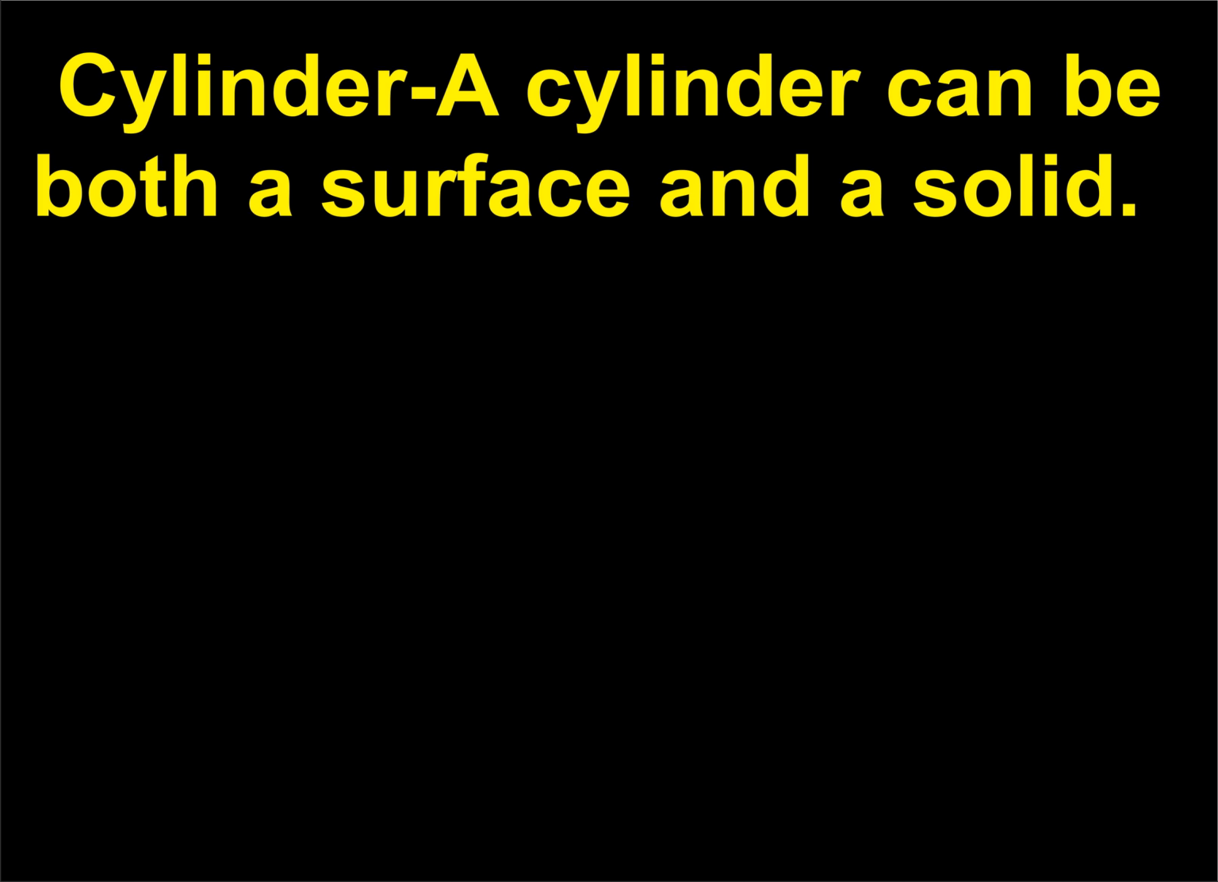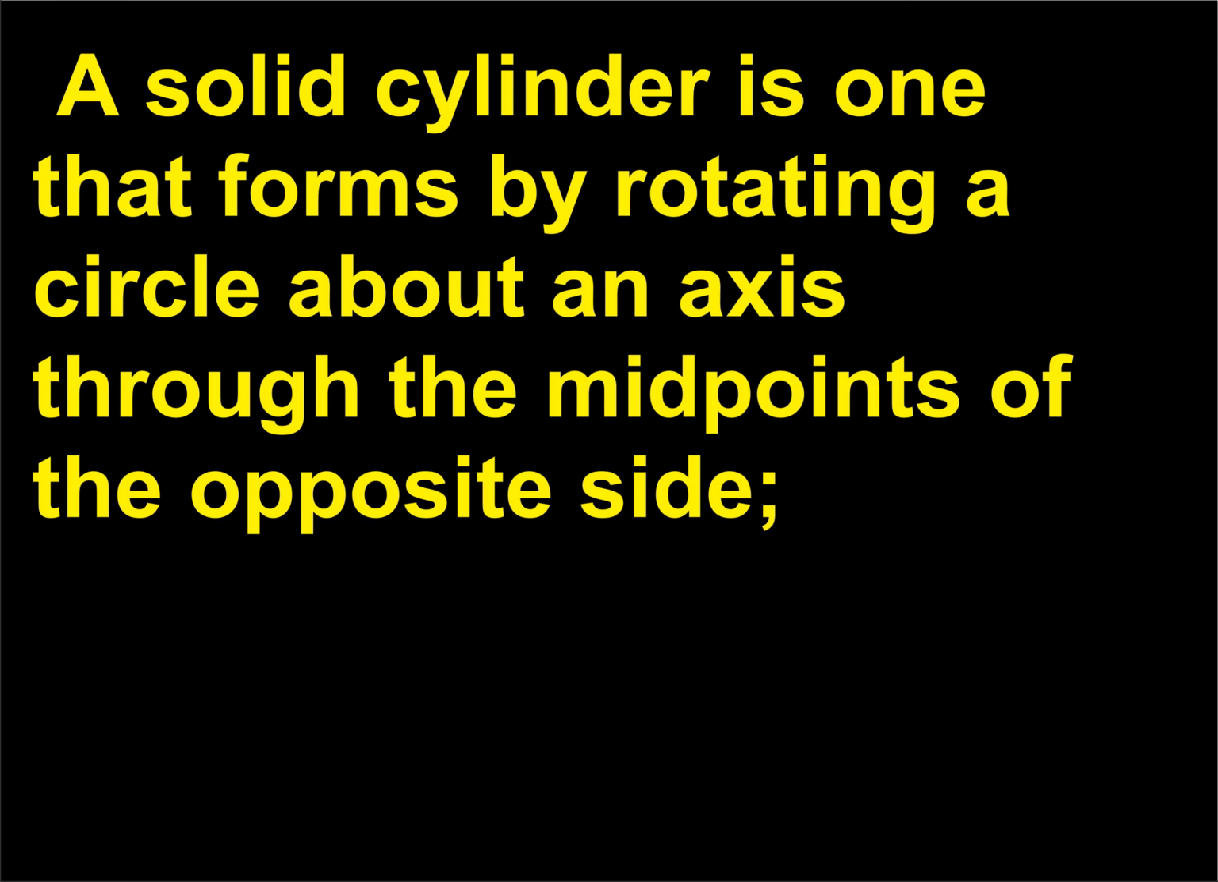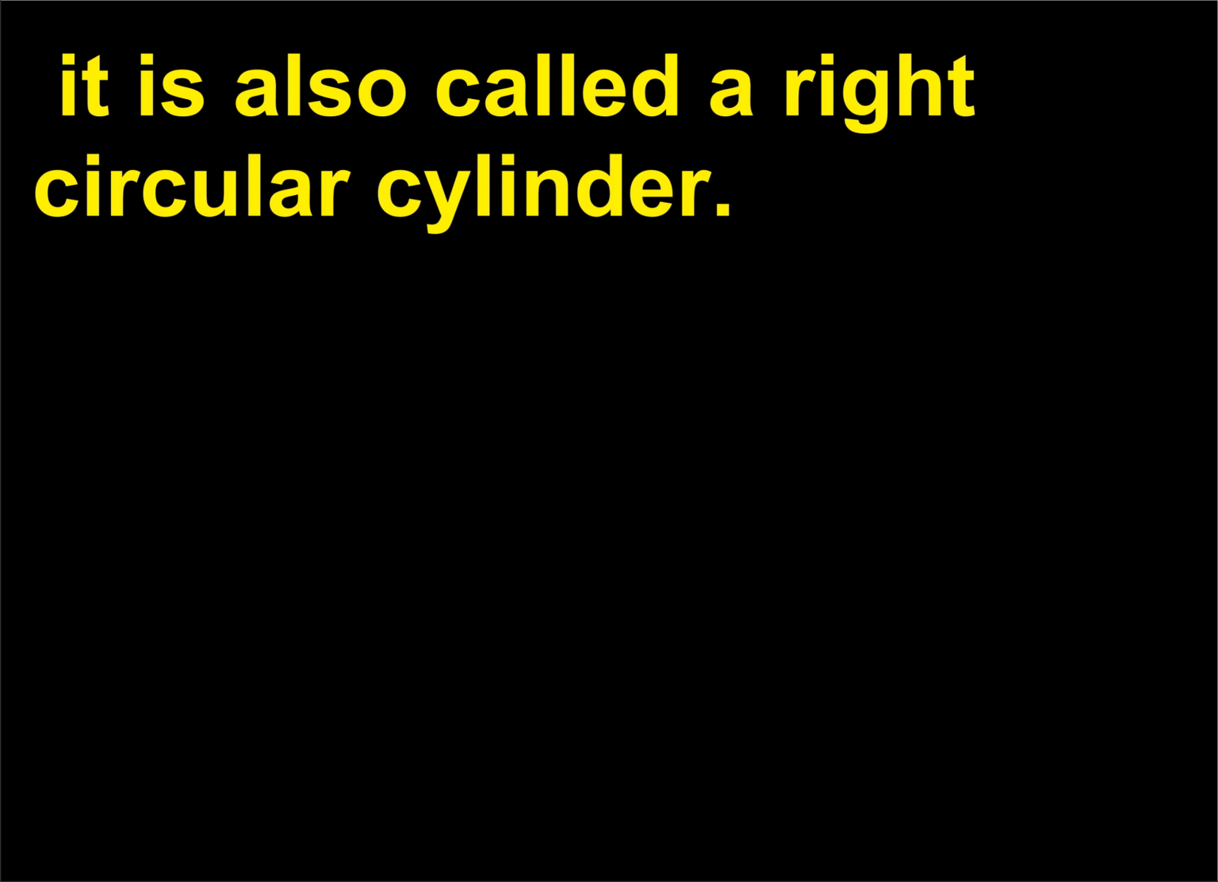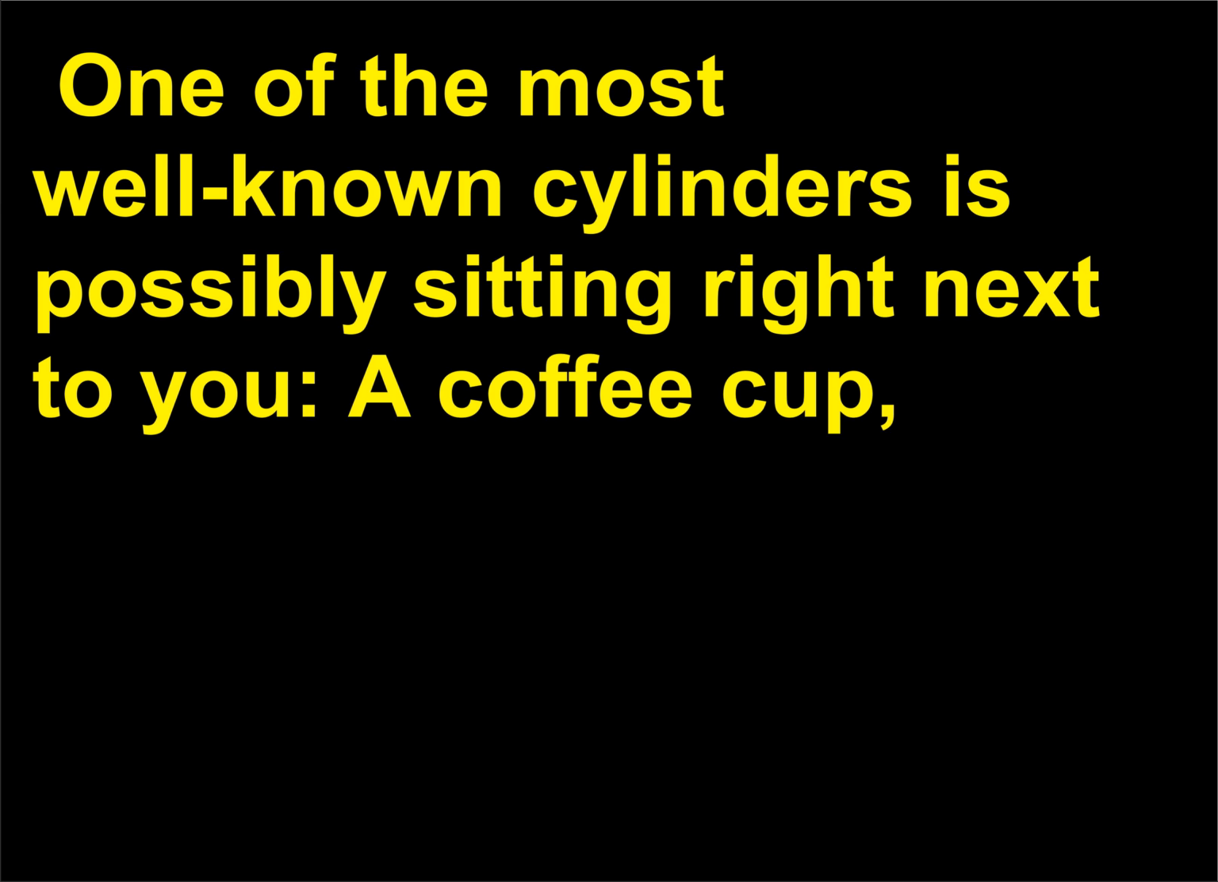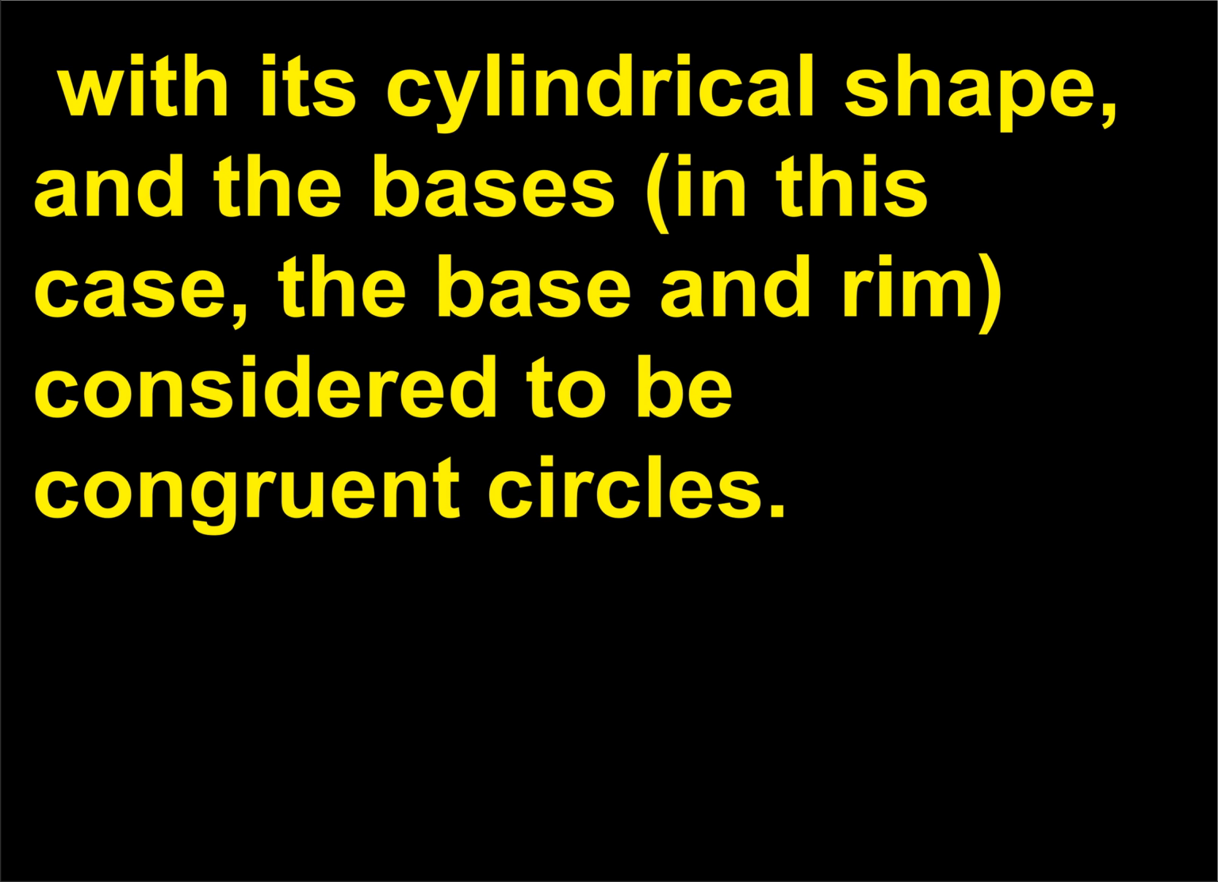Cylinder. A cylinder can be both a surface and a solid. A solid cylinder is one that forms by rotating a circle about an axis through the midpoints of the opposite side. It is also called a right circular cylinder. One of the most well-known cylinders is possibly sitting right next to you, a coffee cup. With its cylindrical shape, and the bases, in this case, the base and rim, considered to be congruent circles.